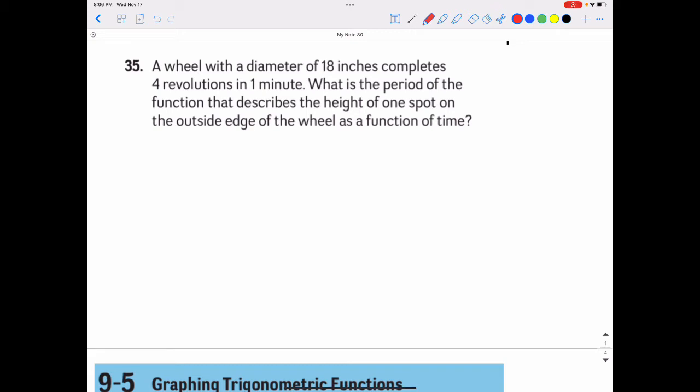And since there are 60 seconds in a minute, and if it makes 4 revolutions in 60 seconds, we'll just take 60 divided by 4. This has a period of 15 seconds. This part right here, the diameter of 18 inches, has nothing to do with the period. It could have a diameter of 18 inches. It could have a diameter of 18 feet. If it's still making 4 revolutions in a minute, a period is still just 15 seconds.